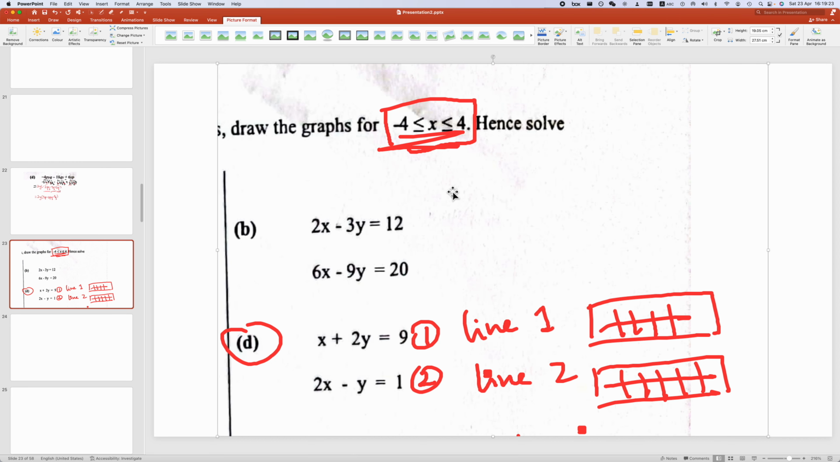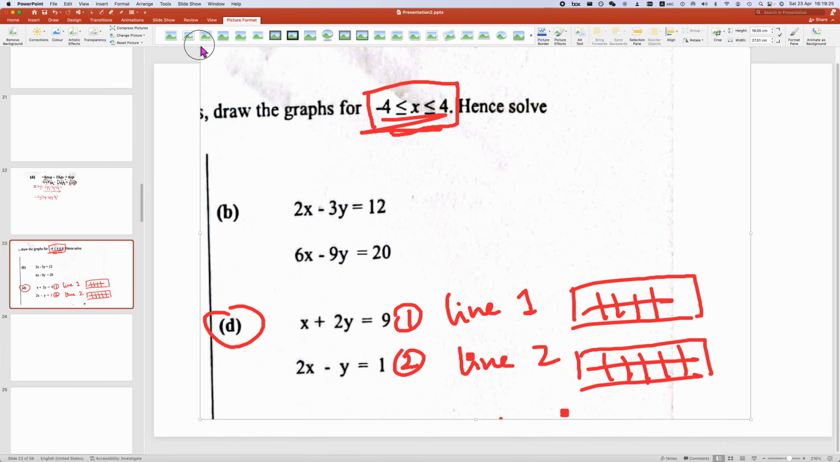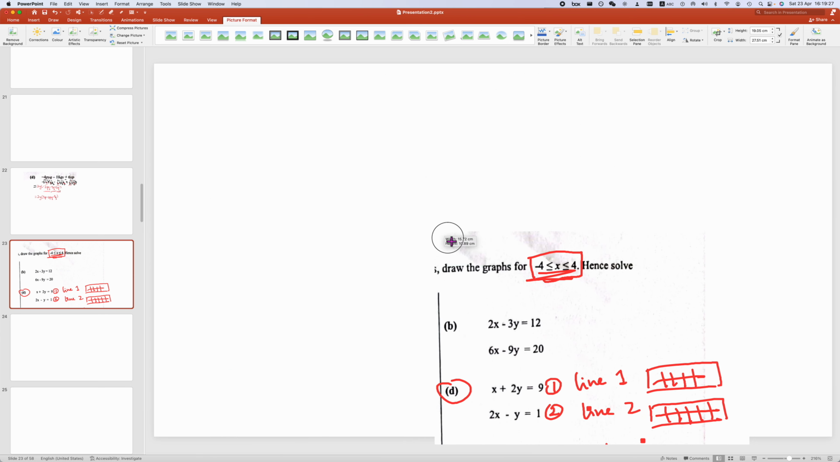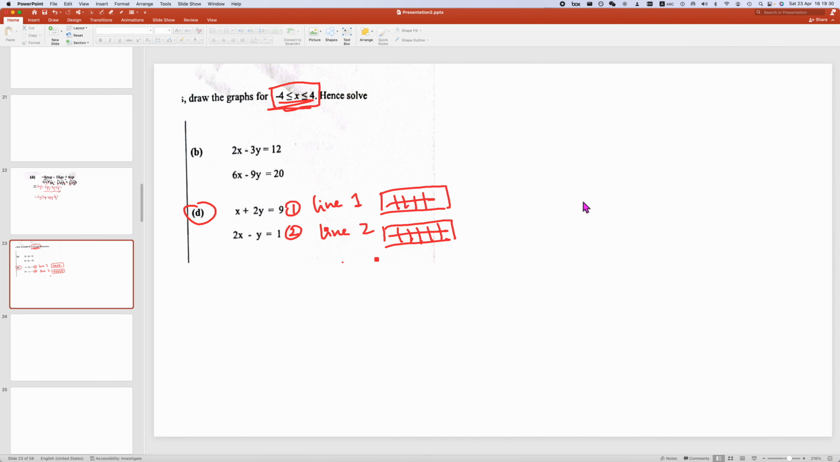Okay, pay attention here. So I will guide you for the first line. I'm supposed to draw two lines, line 1 and line 2. Each line is given by a table, right? So I need to get this line into what format? y equals to mx plus c.